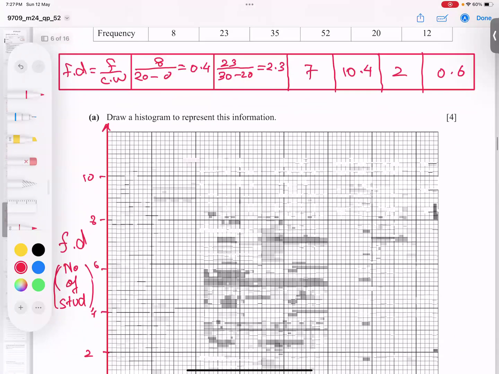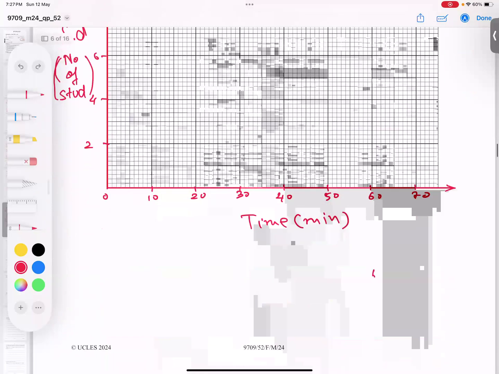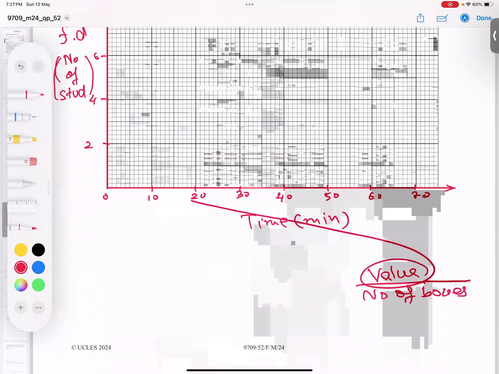Okay, now scale is very important. Along the x-axis, not a hard scale. The formula is value by number of boxes. Value by number of boxes. This rule applies in math, physics, chemistry, biology, accounts, everywhere. So the value is 10, and the number of boxes counted is 10. So 10 by 10 becomes 1. So one box is 1.